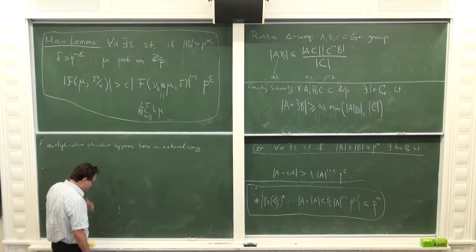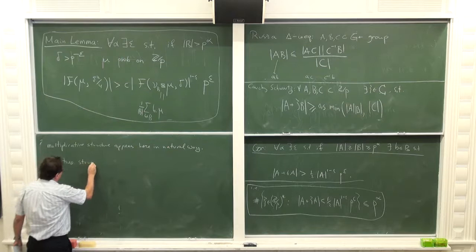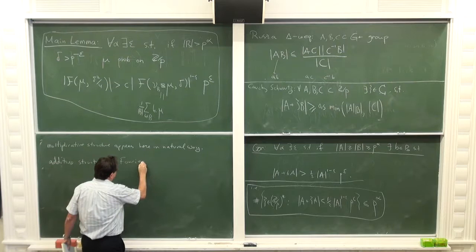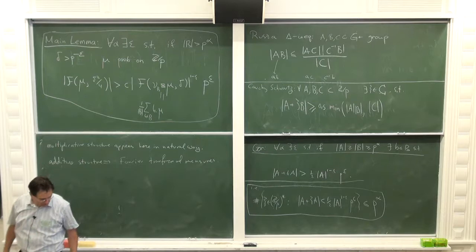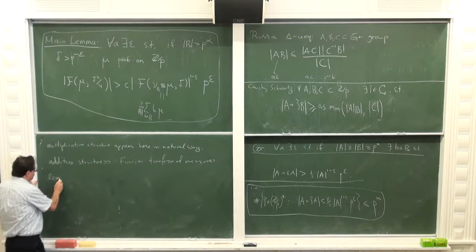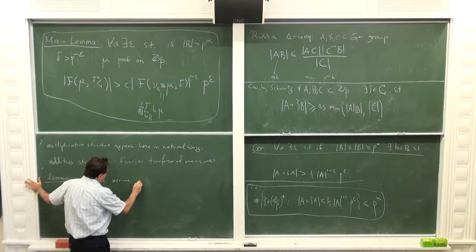But there is somehow the additive structure comes from the fact that we're talking about Fourier transform of measures. So this is not an if and only if condition, but it's a useful one, and again it's just some kind of Cauchy-Schwarz. So suppose I have a probability measure, and this works in any context, but let's take a probability measure in the context that I'm looking at.